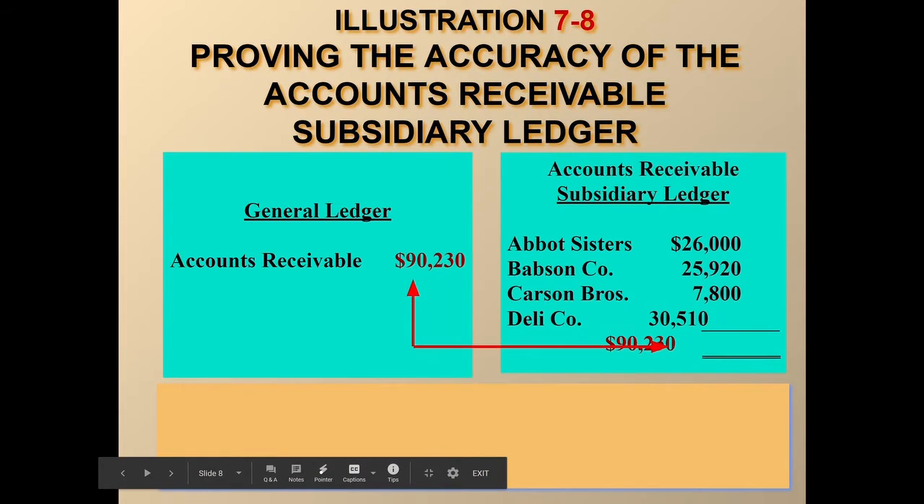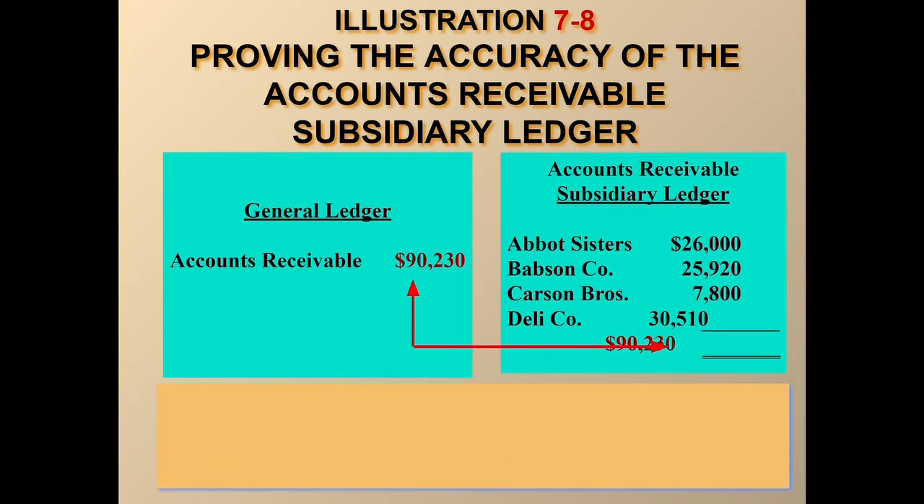This here is saying that when you add all the accounts receivable subsidiary ledgers together, the sum must equal the total of the accounts receivable in the general ledger. If they don't, then you've got some kind of problem. If you look at it, they've got Abbott Sisters, Babson Company, Carson Brothers, and Deli Company. Those are all the different subsidiary ledgers for this particular business. Add them all up, they get $90,230 as their total, the same as the accounts receivable in the general ledger, so they know everything's okay.